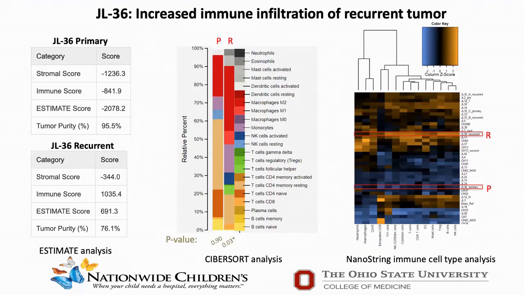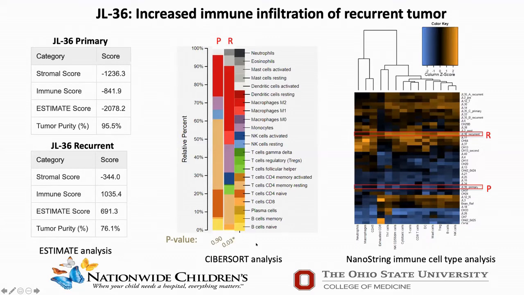I wanted to delve a little bit deeper into this patient before I finish up with the last case and just talk about these longitudinal samples. So what I've presented on this slide is a series of 3 different pieces of evidence. On the far left, ESTIMATE analysis showing that in the primary tumor, the immune score is negative, but it's very highly positive in the recurrent.